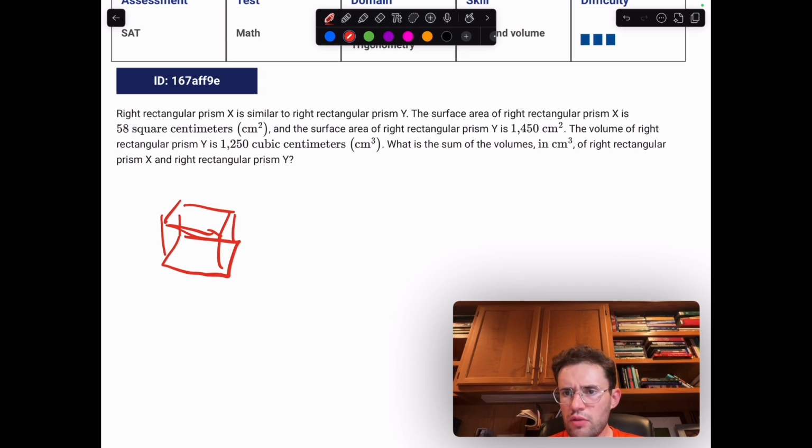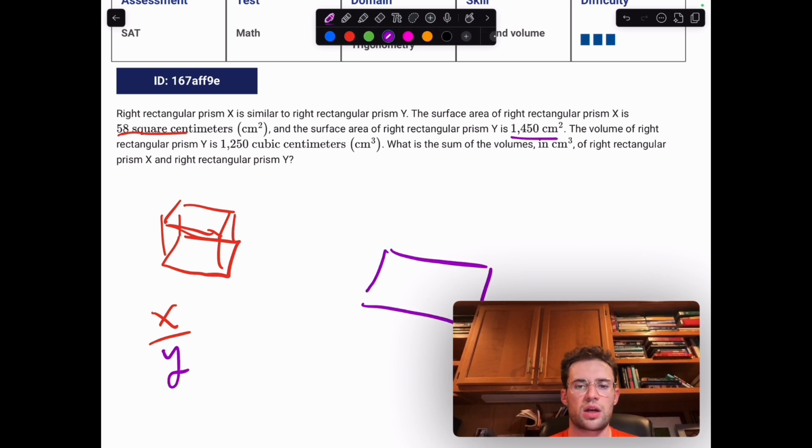Okay, the surface area of right rectangular prism X is 58 square centimeters. And the surface area of right rectangular prism Y is 1,450 square centimeters. All right, so we could see X over Y, or let's do Y in a different color. Maybe make a diagram. It should be way bigger than that, but this one's a little bit slanted, even though it's supposed to be right.